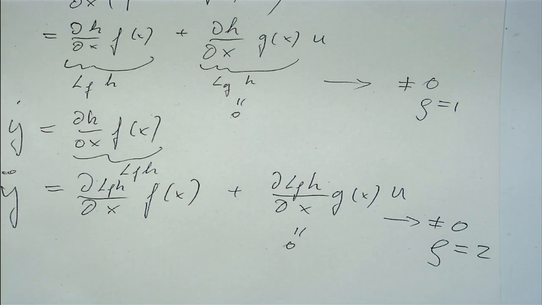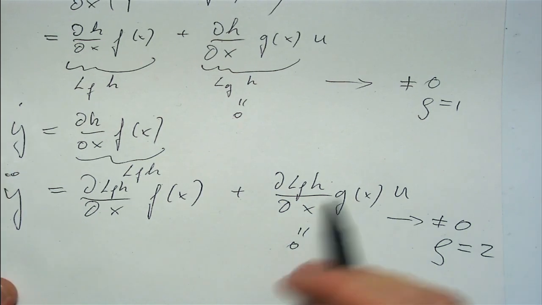But once it is non-zero, what can we do then? Once we have that relative degree found, what can we do? Find the input u. Yes, we can find the input u, we can cancel the nonlinearities which are affecting our derivative of y. So that step is done.